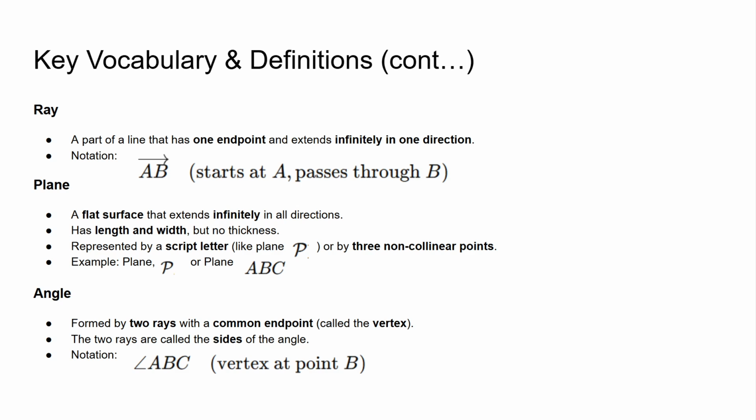The angle is formed by 2 rays with a common endpoint called the vertex. The 2 rays are called the sides of the angle. The notation is angle ABC, where the vertex is at point B.